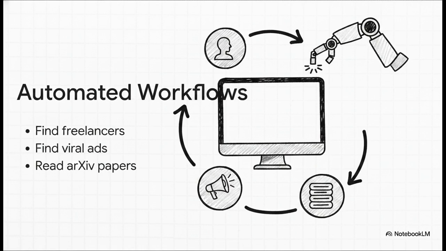Look at the actual workflows Ruben Hassid successfully automated. He had it sourcing Fiverr freelancers autonomously, which generated 4 inbound offers in a matter of hours. The AI independently navigated the marketplace, identified viable candidates based on strict criteria, drafted the outreach messages, and hit send, all while he was physically away from the desk. Other successful operations included scheduling a daily scrape of viral advertisements and even commanding the AI to review dense AI research papers from the arXiv database. The system strings together these complex, multi-step workflows across distinct user interfaces remarkably well.